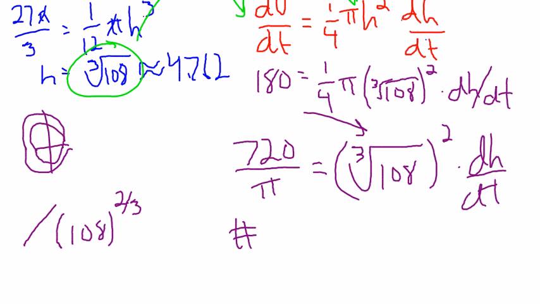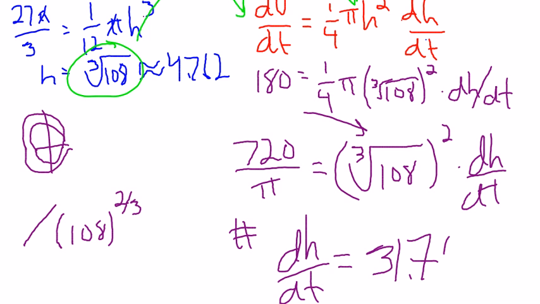Anyway, when I type that in, I'm dividing that number by that, and I get dh/dt is equal to 31.748 feet per minute. Hopefully you're good with that. That's all.